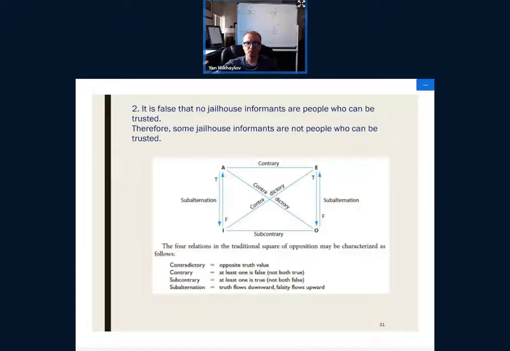Okay, so the first one here is we starting from it is false that no jailhouse informants are people who can be trusted, and the conclusion is therefore some jailhouse informants are not people who can be trusted. So valid or invalid, and if it is invalid, what fallacy is committed? Remember that subalteration is not a fallacy. The fallacy is called illicit subalteration.